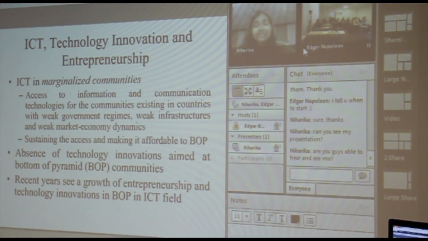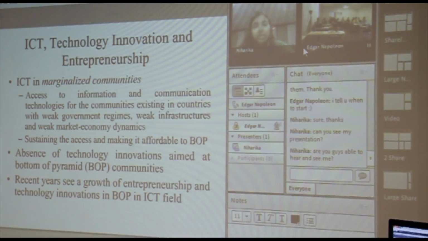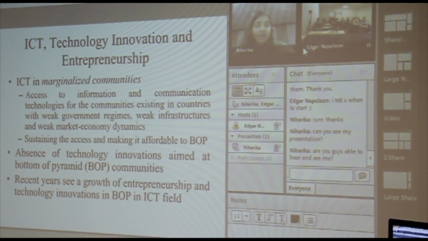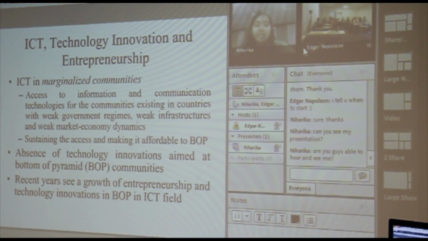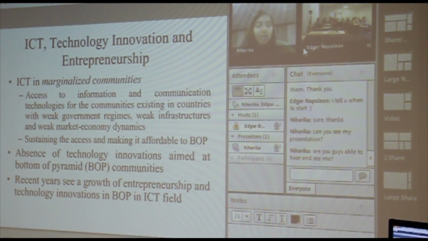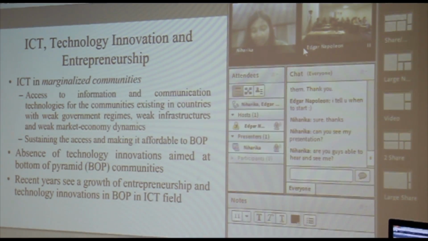So ICT in marginalized communities can basically help them in not just getting connected and getting access to information, but they can also help in dealing with making ICT affordable. And entrepreneurship and technology innovations in this field is definitely trying to reduce the digital divide in ICT and to provide more access to the people who are initially not considered a part of the market.